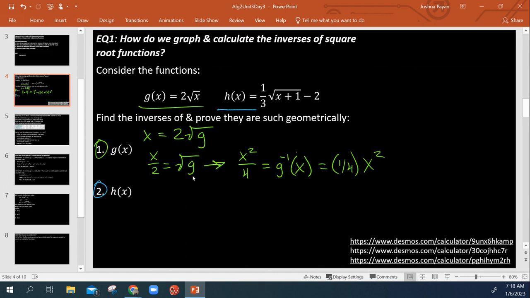Okay, so let's look at this next example where we're calculating the inverse of h of x. So h of x is a little more complicated, as you can see, but all the same, it's still going to require the same work. So I'm going to flip the variables. So it's going to become x now equals 1/3 times the square root of h plus 1, all minus 2. I'm going to add 2 to both sides, multiply by 3.